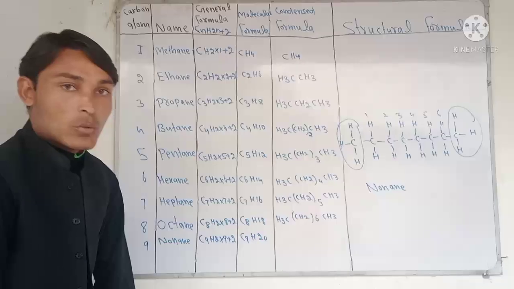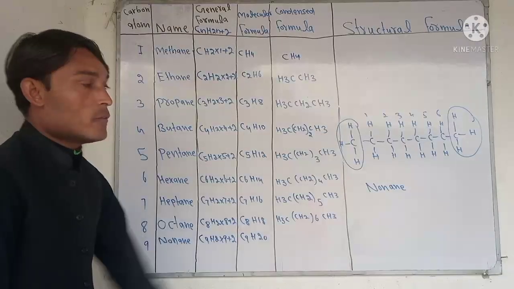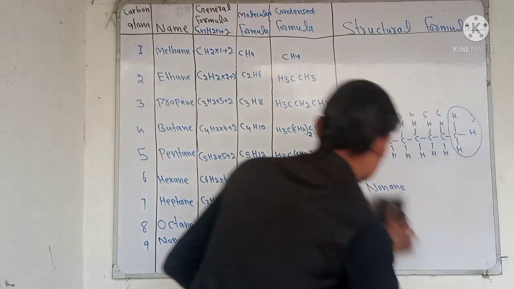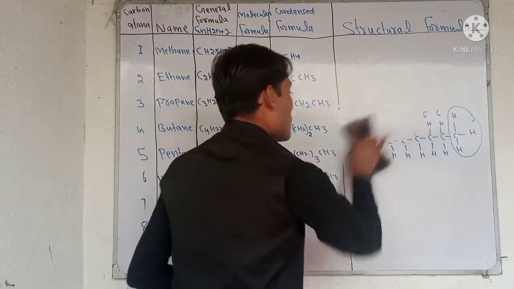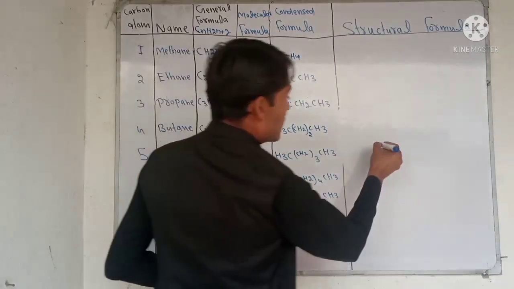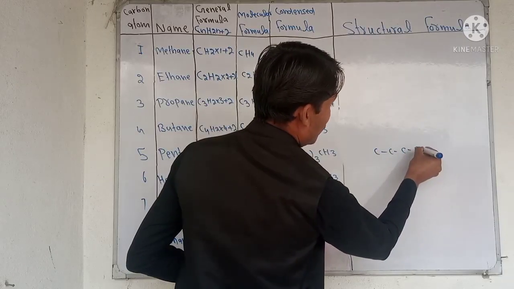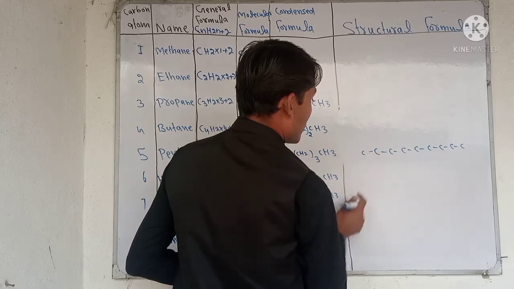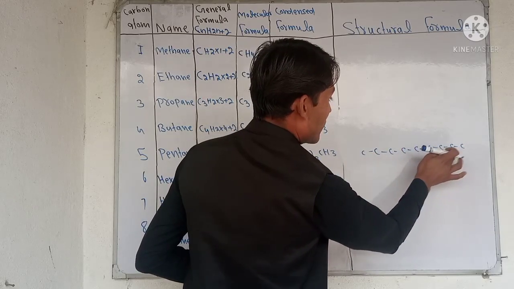And as you know, to draw the condensed formula, first of all we have to draw the structural formula, and we can get it very easily. So let's talk about how we can draw it. First of all we need to draw 9 carbons. So this is carbon 1 2 3 4 5 6 7 8, and we can also draw here 4 5 6 7 8 9.